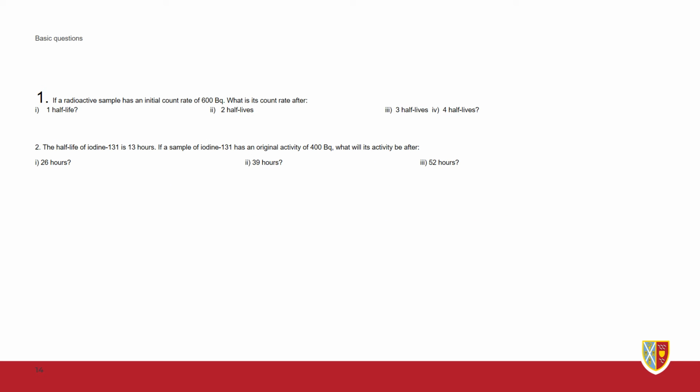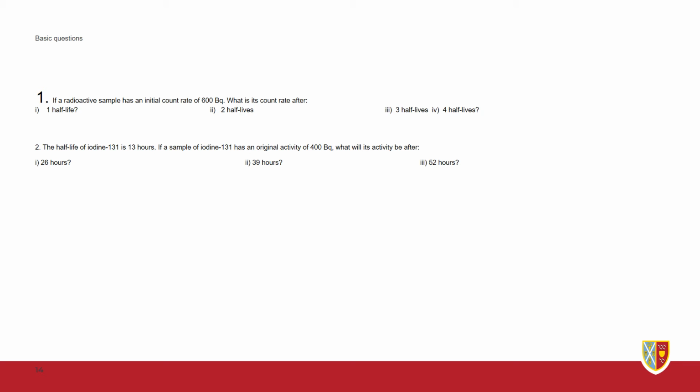And some questions for you to have a go at yourselves. Again, pause the video, have a read of them, try and work out the answers, and then resume it, and I'll go through the answers with you. Okay, so let's just go through the answers. So number 1, if the radioactive sample has an initial count rate of 600, what's the count rate after 1 half-life? It'll be 300. After 2 half-lives, 150. After 3 half-lives, it'll be 75. And after 4 half-lives, 37.5.